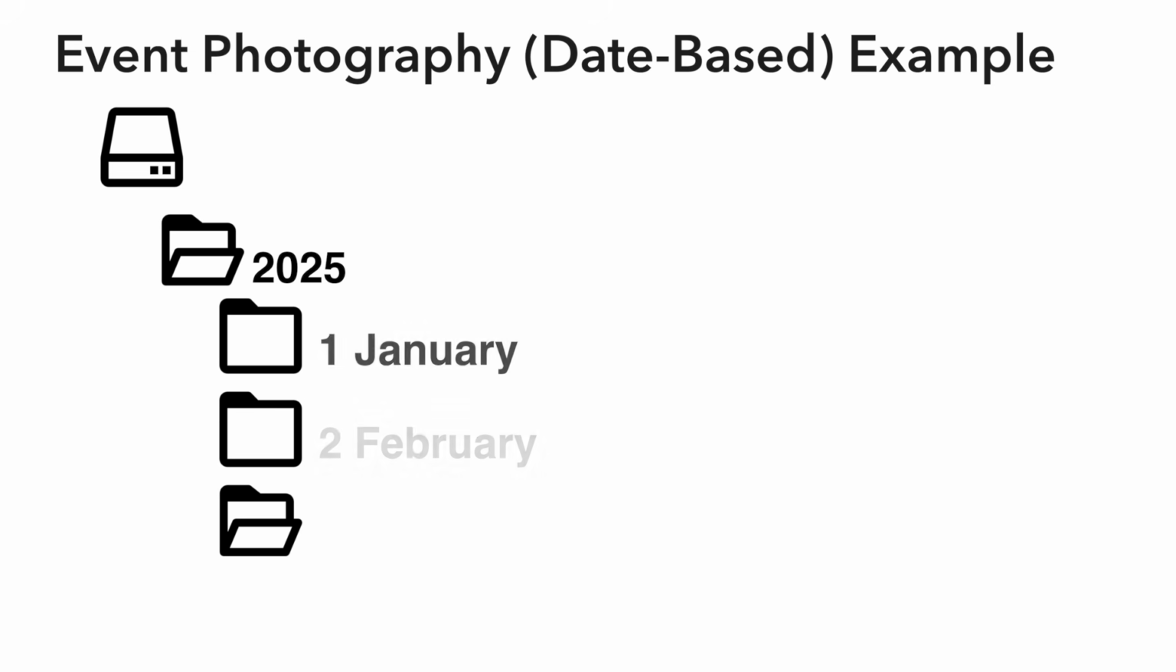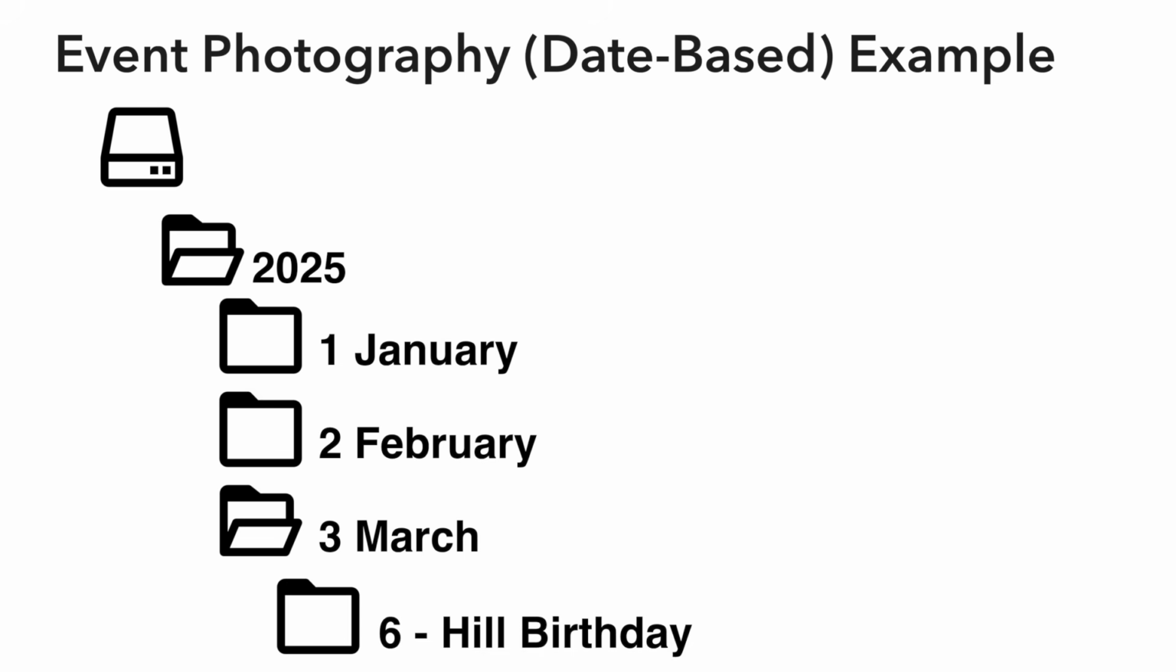If you are a photographer who shoots events, your photography is largely based around dates. So your folder organization system could have a year as the top folder for all of your photos. Within that year, you have all of the different months. And then within each month folder, you have a folder for each event that is named by the day of that month and then the event name. Now you can find that event so long as you remember what month that event was in.